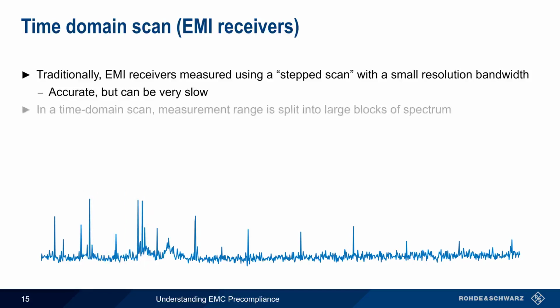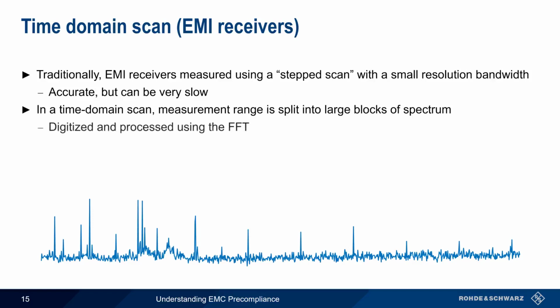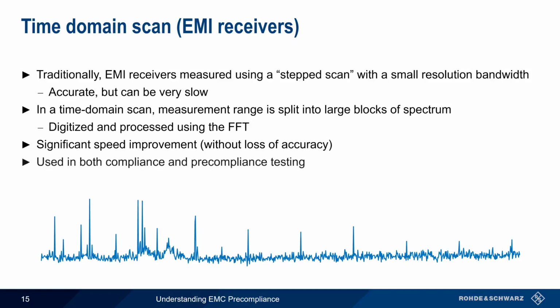Newer EMI receivers are able to overcome this limitation by using time domain scan, in which the measurement range is split into very large blocks of spectrum, each of which is then digitized and processed using the fast Fourier transform. Time domain scan provides a very significant speed improvement over the traditional step scan, and it accomplishes this without losing measurement accuracy. Time domain scan has been approved for most types of compliance testing, and therefore it's often also used to speed up pre-compliance testing as well.